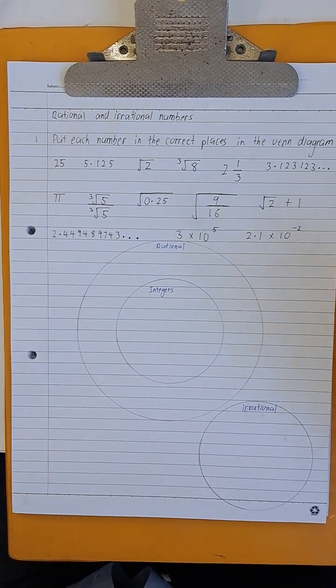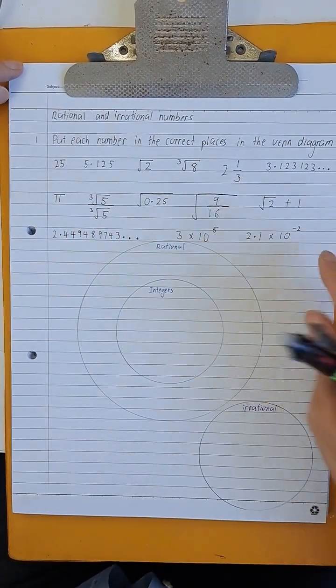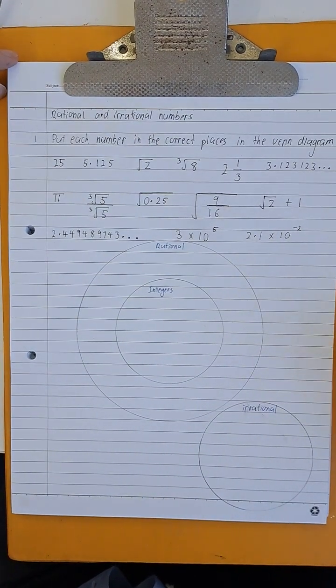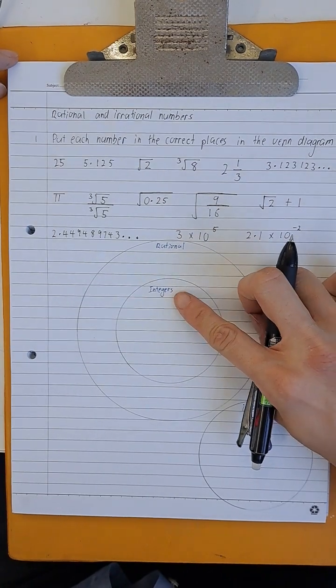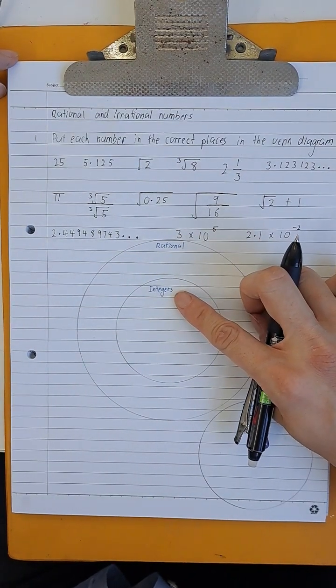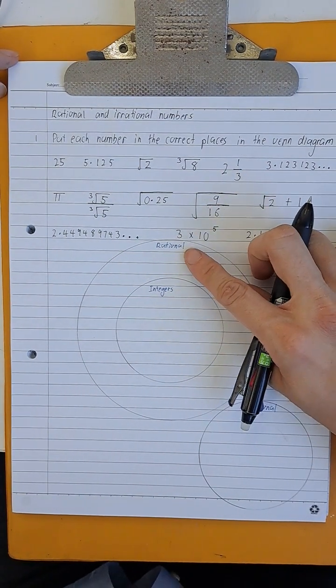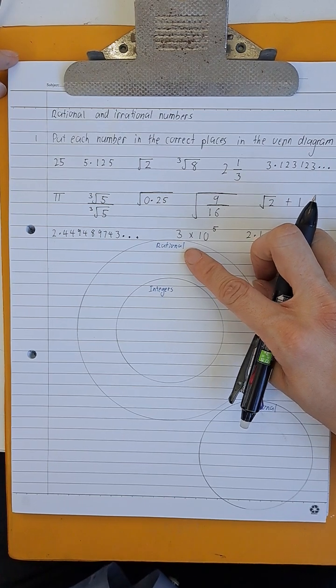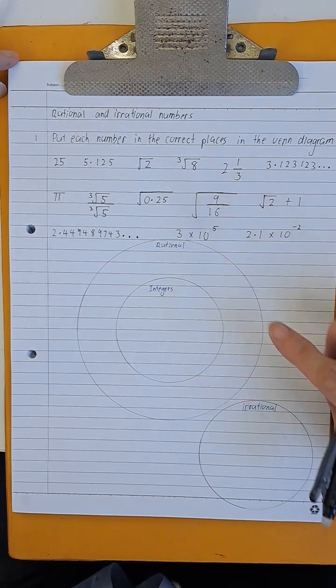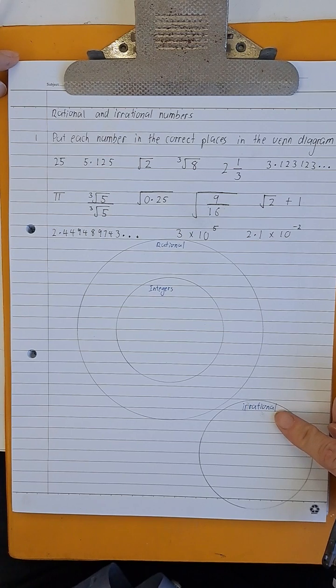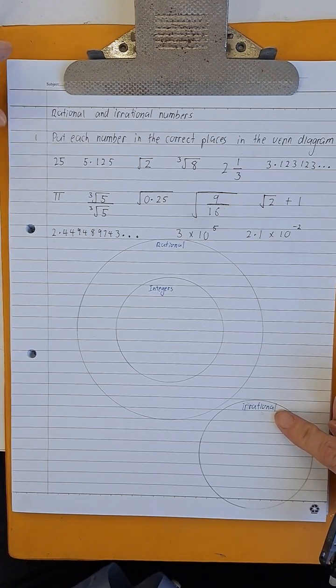Okay, so we have this list of numbers here that we have to put in this Venn diagram over here. By looking at the Venn diagram, we have to fill up integers, which are all your positive and negative whole numbers, your rational numbers, which are numbers that can be written as fractions, and of course we have our irrational numbers. So let's start with 25 here.